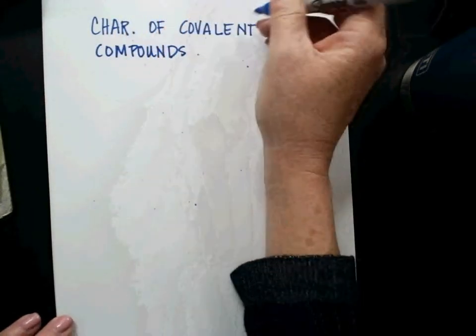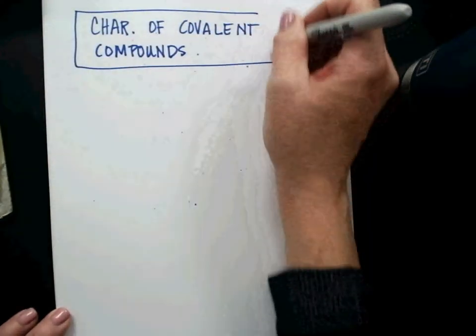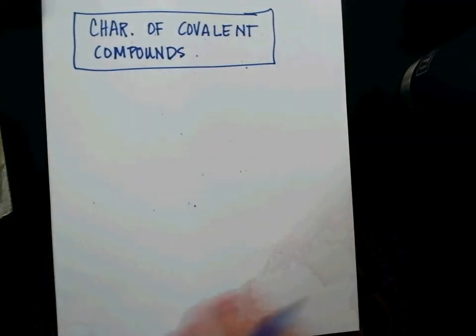All right, so let's make ourselves a list of characteristics of covalent compounds. We have one for ionic. We'll make one for covalent.